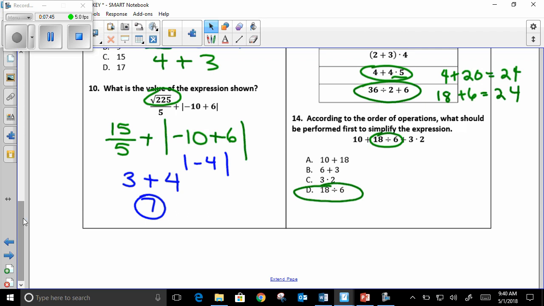So make sure you go back, you check your answers in red pen, study, come back, ask questions of the concepts that you still do not understand.